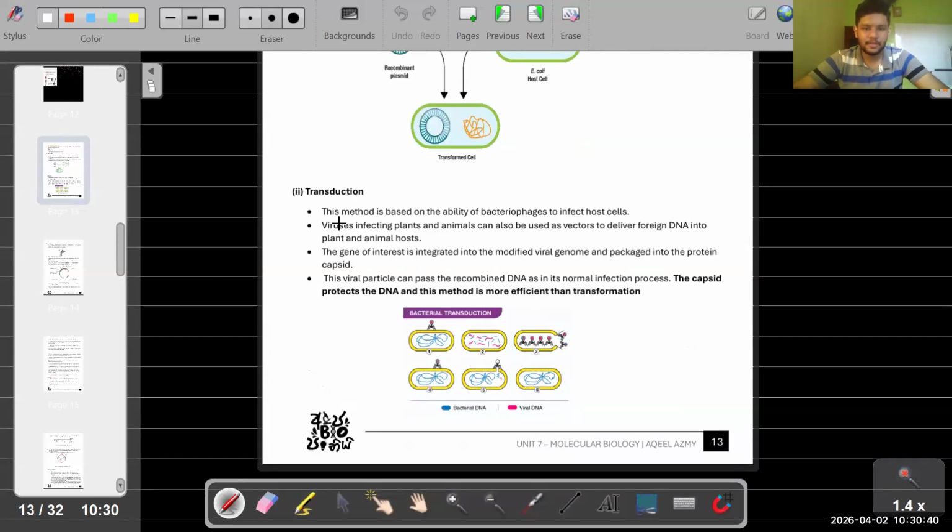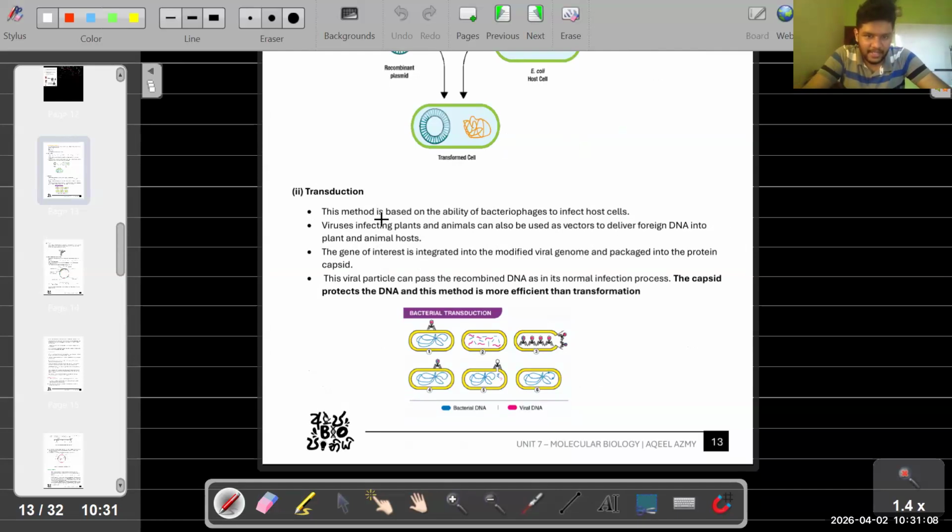Transduction. This method is based on the ability of bacteriophages to infect host cells, right? Viruses infecting plants and animals can also be used as vectors to deliver foreign DNA into plants and animals, right? Now, don't confuse this with that. You might think bacteriophage is viruses. No, no, no. This is different. This is based on the ability of bacteriophages.